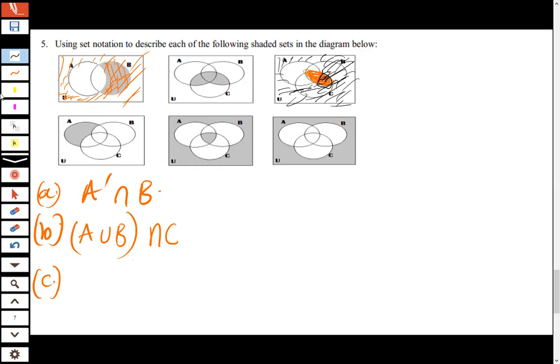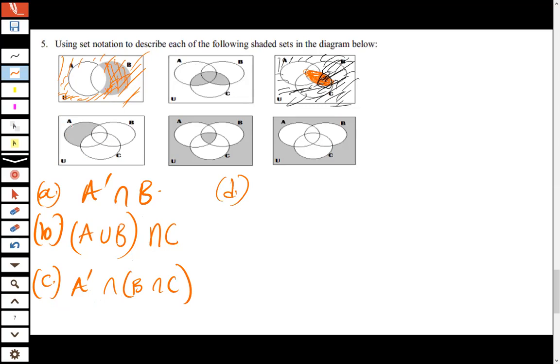So that region can just be written as A complement intersection B intersection C. So B intersection C, then intersection A complement. Yeah, intersection A complement. That would be that region. Let's move on to this other region.